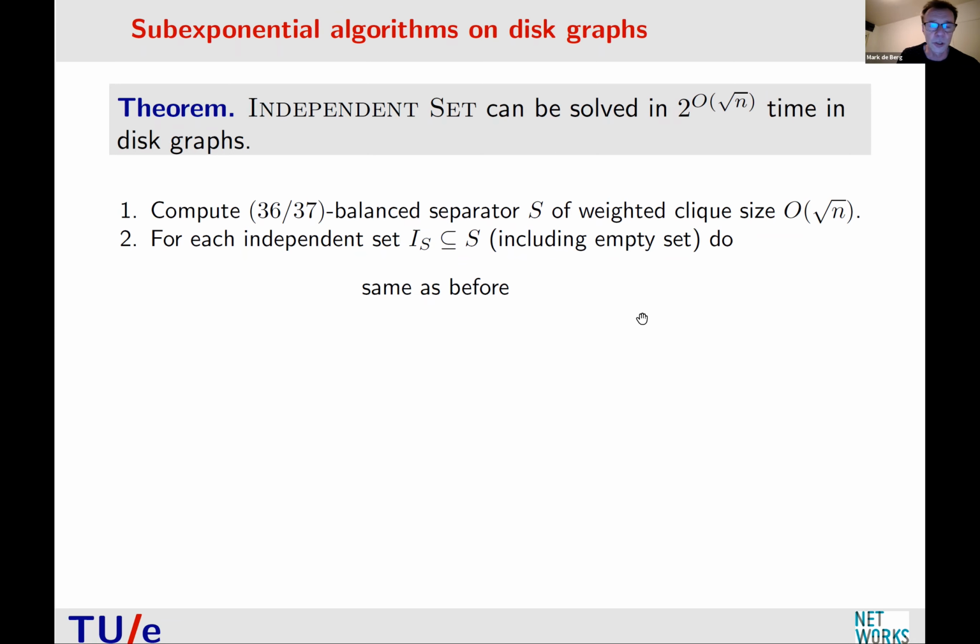And why does it work? The crucial thing is, what is the number of guesses for our independent set? We used to say the separator has size square root of n, so obviously the number of different subsets that I have to guess is 2 to the square root of n. Now my separator can have a linear number of disks, but they come in cliques. And obviously from a clique, you can pick at most one thing in your independent set.